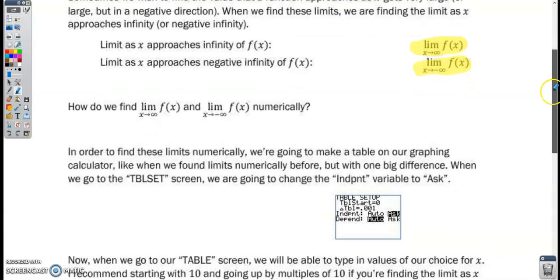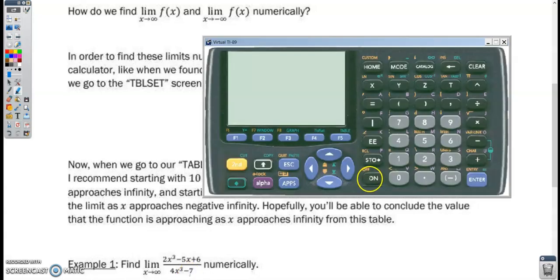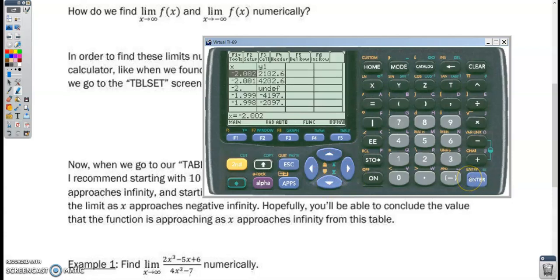Alright, so first off, how do we find them numerically? So we're going to make a table of values on our graphing calculator, just like we did before. The one big difference is when you go to your table set screen, you should have an option for your independent variable. You want to change that over from auto to ask. And that's what it looks like, or should look like, on the TI-83 or 84 models. On my 89, it looks a little different in my table set screen, but not a lot. I can go down here to my independent variable and go ahead and change that to ask. Okay.